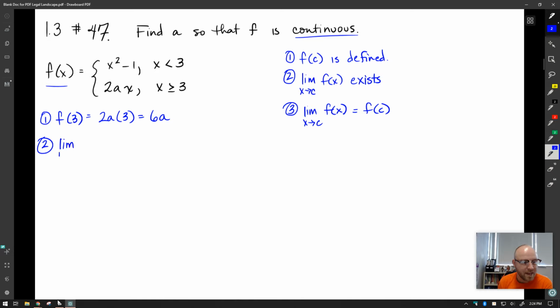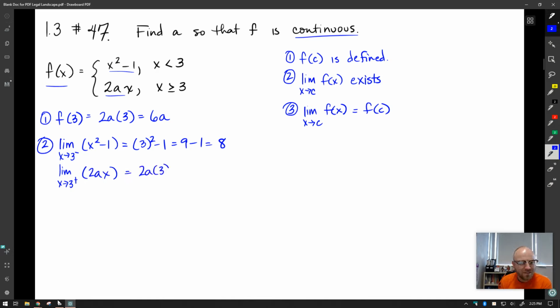So let's go the limit as x approaches 3 from the left. And from the left of 3, we use the top rule, x squared minus 1. So since that's a polynomial, we can go direct substitution. That's 3 squared minus 1. That's 9 minus 1. So that's 8. Now for the limit as x approaches 3 from the right, we'd use the second rule, 2ax, because this uses all the points to the right of 3. So 2ax, and that's 2a times 3.